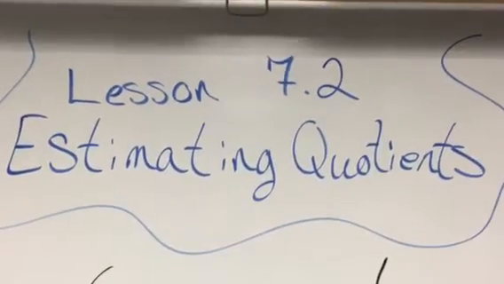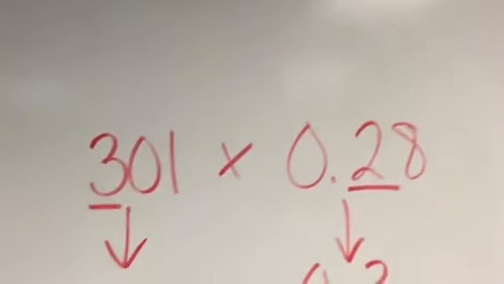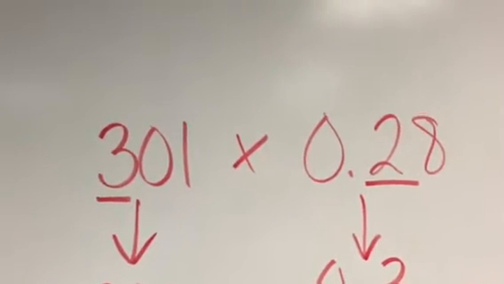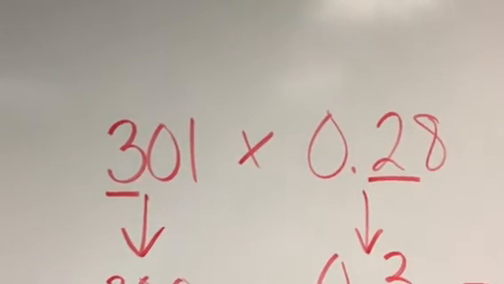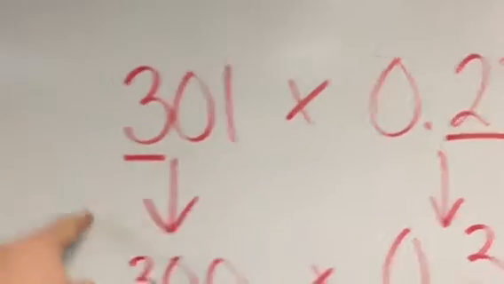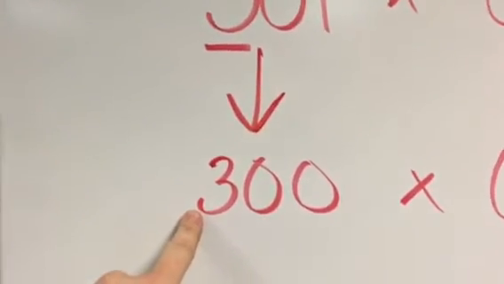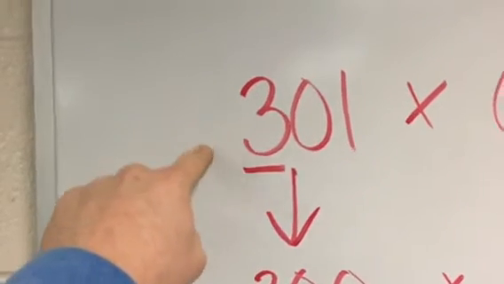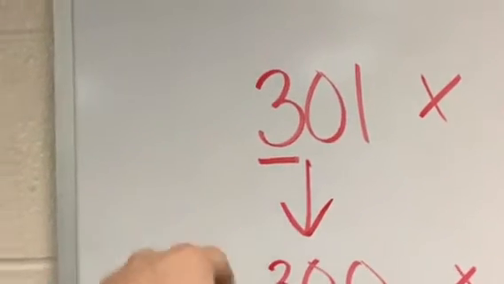Lesson 7.2, Estimating Quotients. Let's start back at looking at multiplication. This is the problem from your test. We had 301 times 0.28, and it first asked us to estimate that. Well, I don't want to deal with something 301. I think it's a lot easier if we just round it to 300. And I underlined the 3 as the digit that I wanted to round because it is the largest non-zero number.